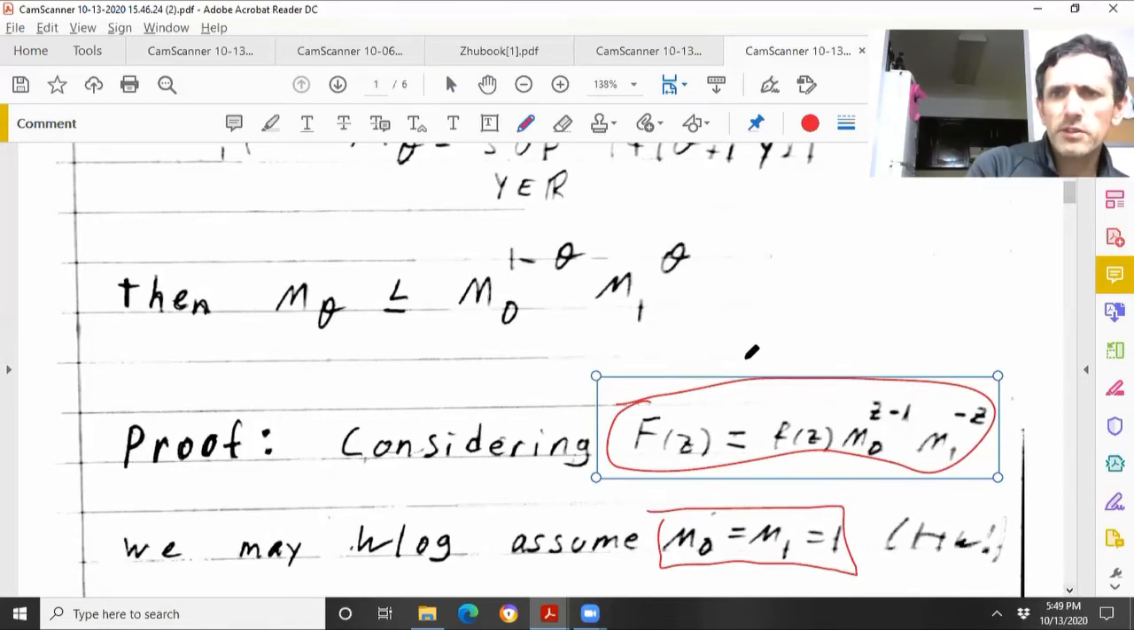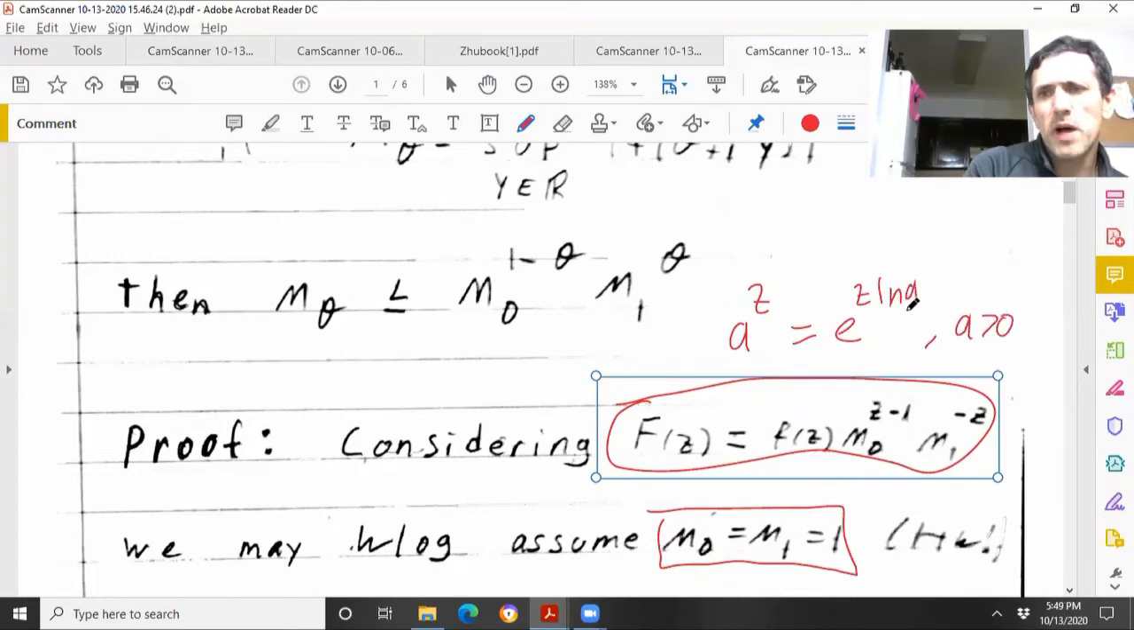And just in case there's any ambiguity here, this is just e to the z ln of a, as usual. A is positive, so there's no need to choose a branch of ln. It's just ln of a positive number.